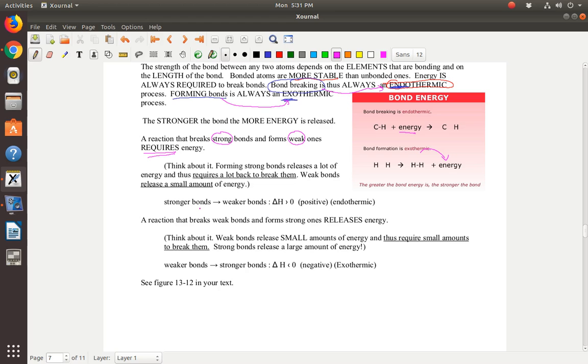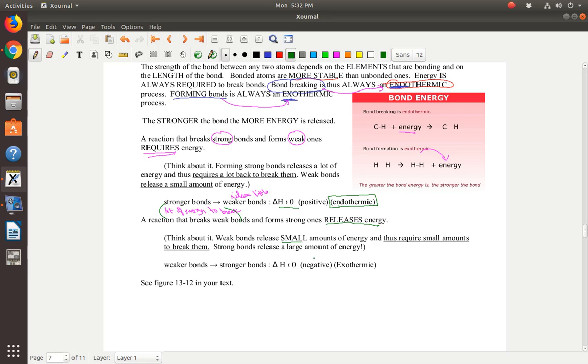So if we go from a strong bond, which takes a lot of energy to break, and we form weak bonds, it only releases a little bit of energy. So that means it took more energy on this side, so this is going to be an endothermic reaction. If we go from a strong bond to a weak bond, it's endothermic. A reaction that breaks weak bonds and forms strong ones releases energy. It's the opposite of that. Think about that.